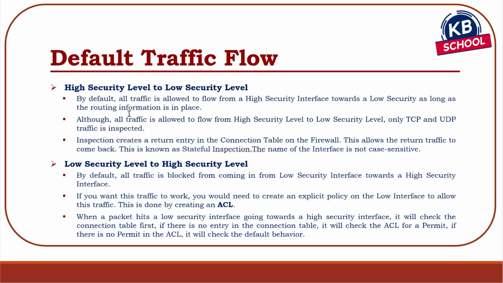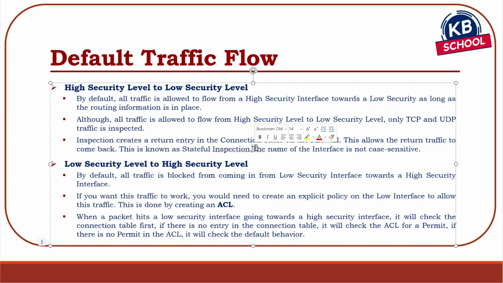Let's recap this. By default, all traffic is allowed from high to low security level as long as the routing information is in place. That's the connectivity part of it. Although all traffic is allowed to flow from high to low, only TCP and UDP traffic gets inspected. I explained that to you guys. It creates a connection entry. So the return entry, which will be coming from low to high, is going to be allowed. Inspection creates a return entry in the connection table. This allows the return traffic to come back. This is known as stateful inspection, and that's what we've done.